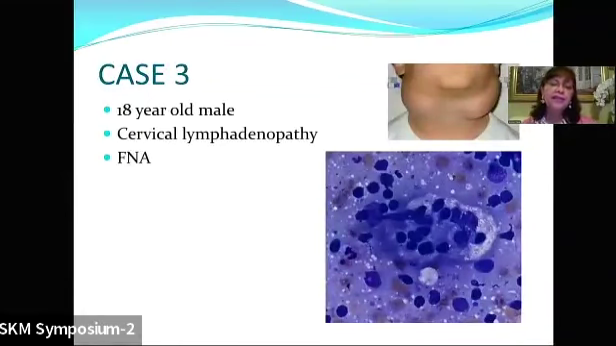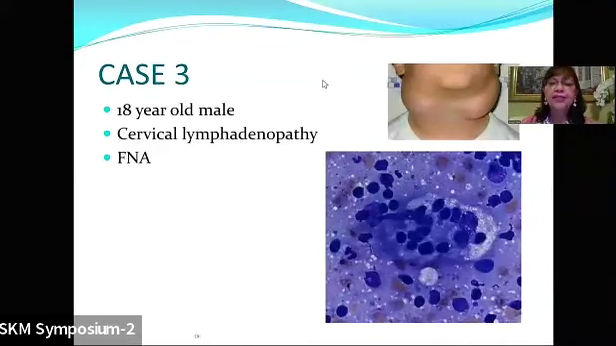The third case, this is one that I'm particularly proud of because we diagnosed this on fine needle aspiration. We had an 18-year-old male present with massive cervical lymphadenopathy, as you can see here, and FNA of these lymph nodes was performed, and this is what we saw. We saw scattered lymphoid cells, as you can see over here.